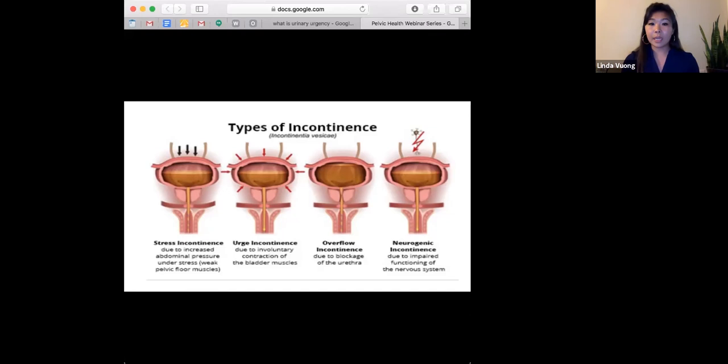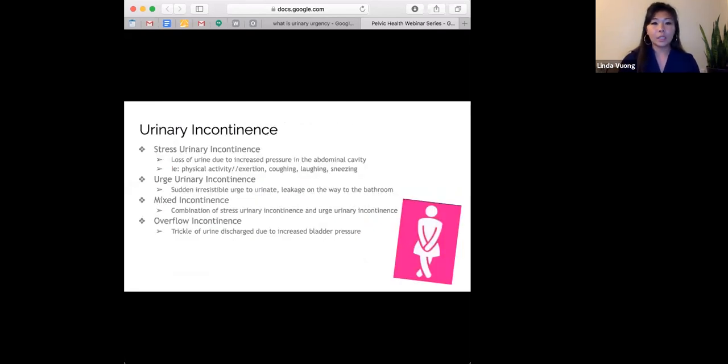Generally speaking, it could also be a pelvic floor dysfunction where there is not enough relaxation to allow things to come out. And then the last one to the right is neurogenic incontinence, which is due to a nervous system issue or dysfunction. So, I went over them here. Stress urinary incontinence, loss of urine due to increased pressure in the abdominal cavity, physical activity, exertion. Common ones are coughing, laughing, sneezing. I think after getting into this work, it's really funny that when you say, oh, I laugh so hard I peed myself, it's a thing.